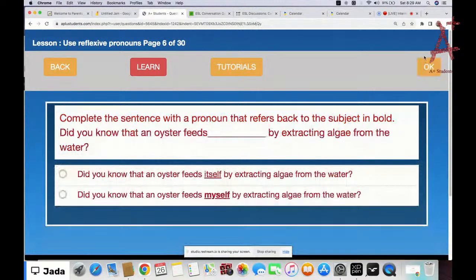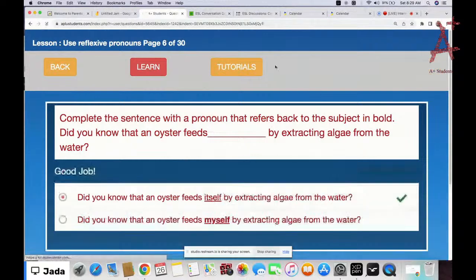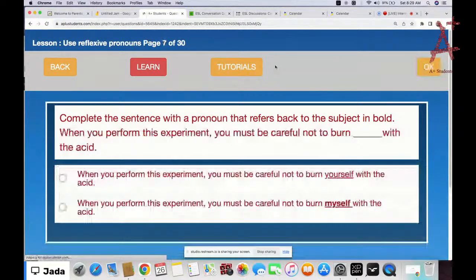Anything that you're doing, you have to look at your subject. Does the subject agree with the reflexive pronoun? If it agrees, then you know that your sentence is correct. But if you see that the subject is you and then you are putting ourselves instead of yourself, then that is wrong. It's totally impossible. Okay, so we have, did you know that an oyster feeds itself? Okay, so itself. Yes, so depending on the subject, you must make sure the subject agrees. Like I am saying, the subject needs to agree with what? The reflexive pronoun. Okay? All right.